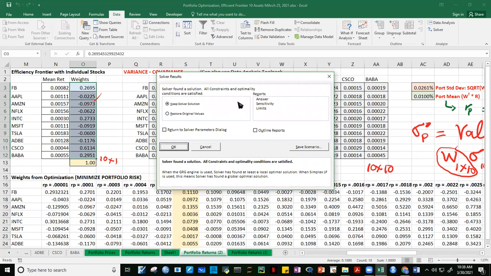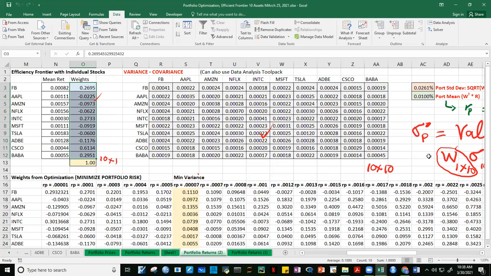Solver found a solution. Okay, so this is now our portfolio. See the negatives here? The negatives mean we have short selling, but let's not discuss that yet. What's important is we got a portfolio return of 0.01, which is shown as a percent, so it's 0.0001. And our risk is the lowest risk we can have if the return is 0.0001 or 0.01%. These are the weights.